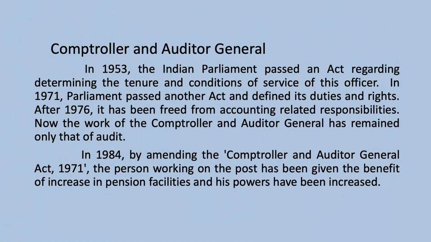In 1953, the Indian Parliament passed an act regarding determining the tenure and conditions of service of this officer. In 1971, Parliament passed another act and defined its duties and rights. After 1976, it has been freed from accounting related responsibilities. Now, the work of the Comptroller and Auditor General has remained only that of audit. In 1984, by amending the Comptroller and Auditor General Act 1971, the person working on the post has been given the benefit of increase in pension facilities and his powers have been increased.